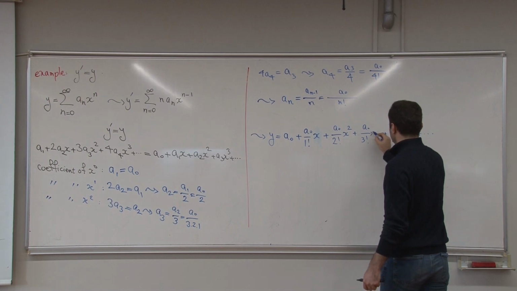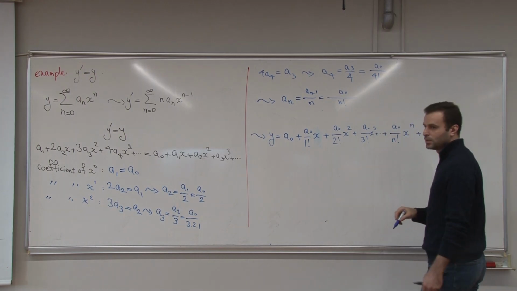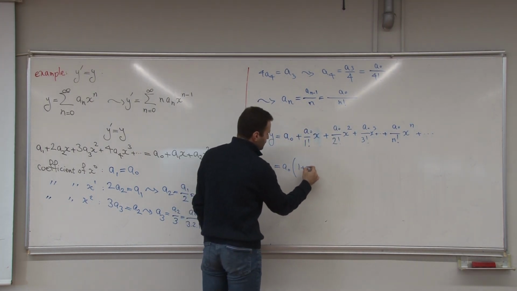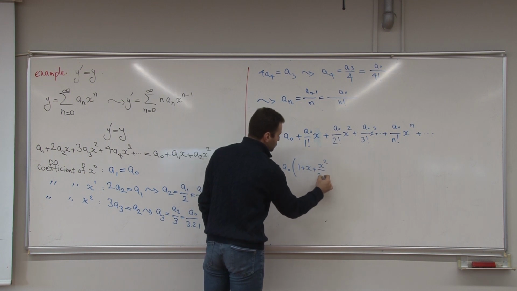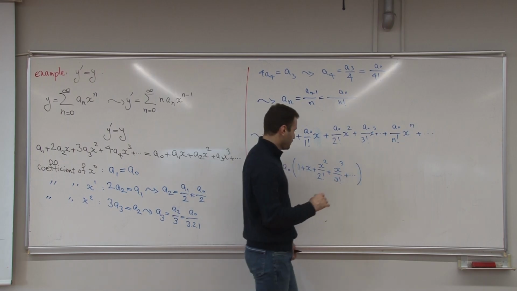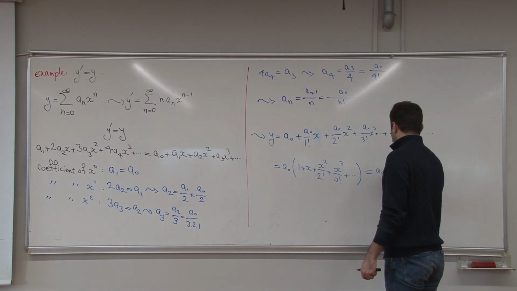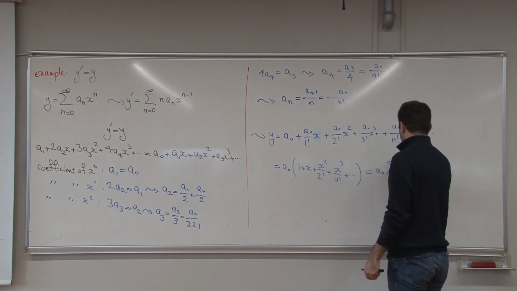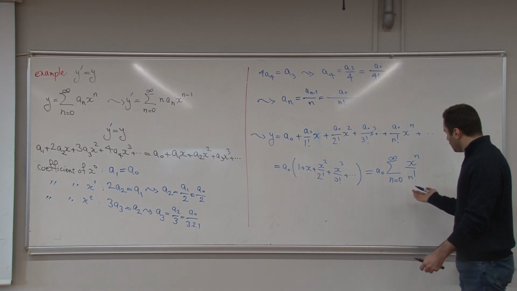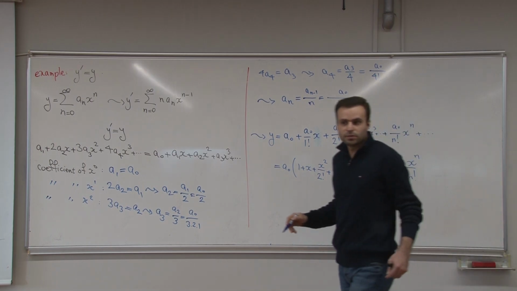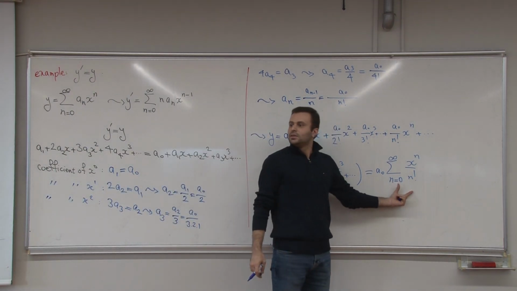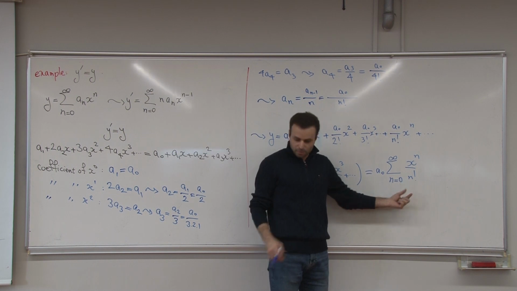So look at this. This is a0 times 1 plus x plus x to the power of 2 over 2 factorial, x to the power of 3 over 3 factorial, and so on. That is a0 times the sum for n from 0 up to infinity of x to the power of n over n factorial. Is this something familiar to you from your calculus courses? What is this? It is the Taylor series expansion of e to the power of x, right?